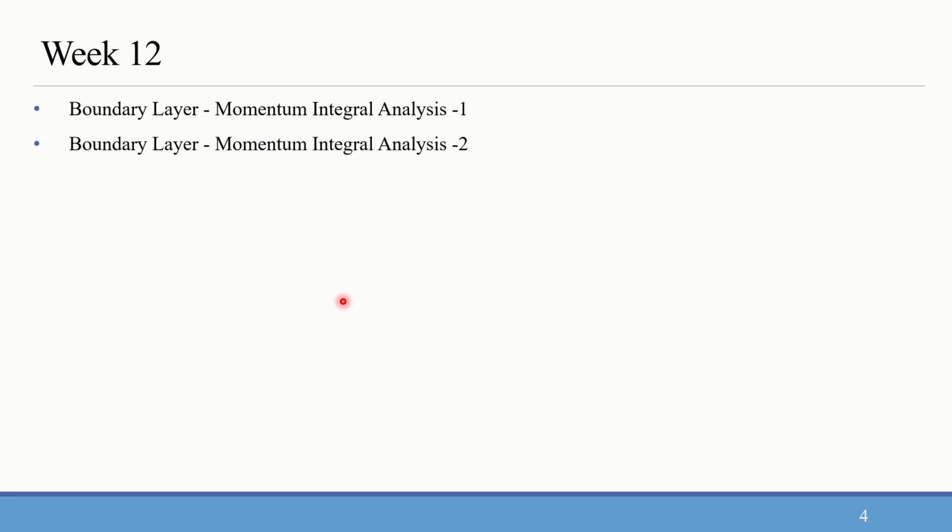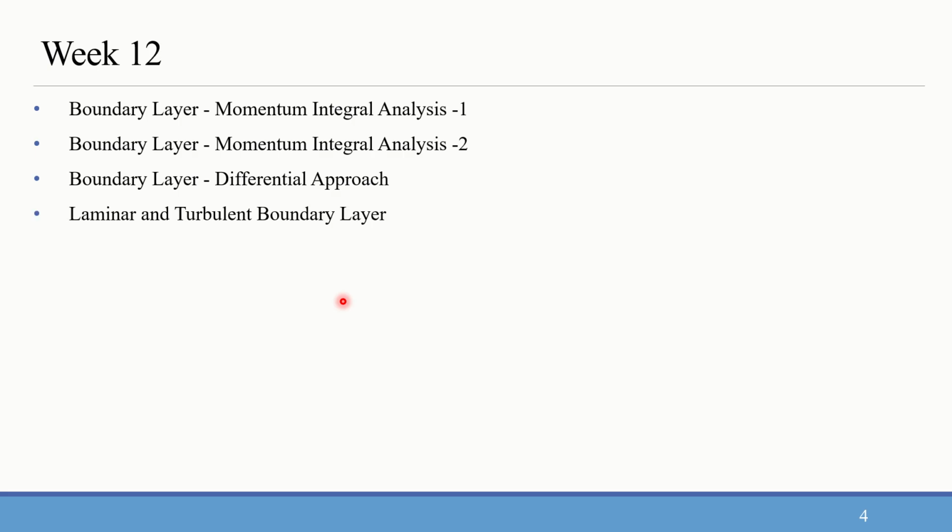For week 12, what we are going to see is boundary layer theory, momentum integral analysis, boundary layer differential approach, and laminar and turbulent boundary layer. So week 12 of the course is on the boundary layer. The theory behind the boundary layer would have been covered in the videos provided by the professors, so I hope you all have seen that. Now we'll start with the problems.